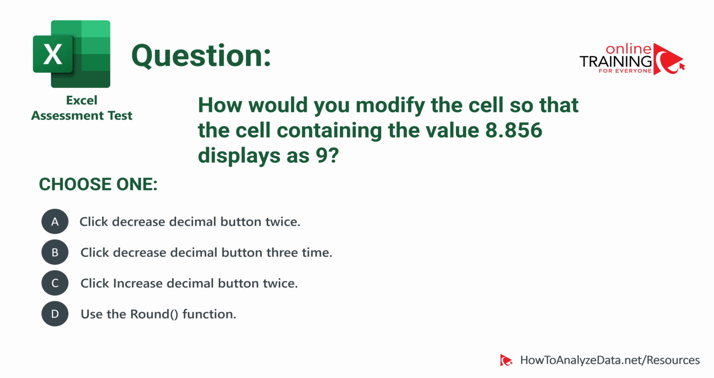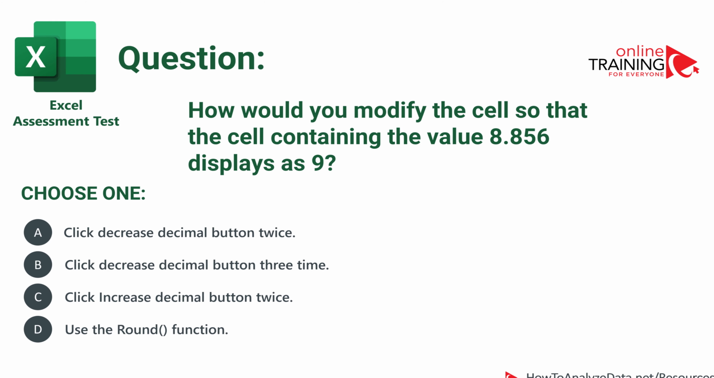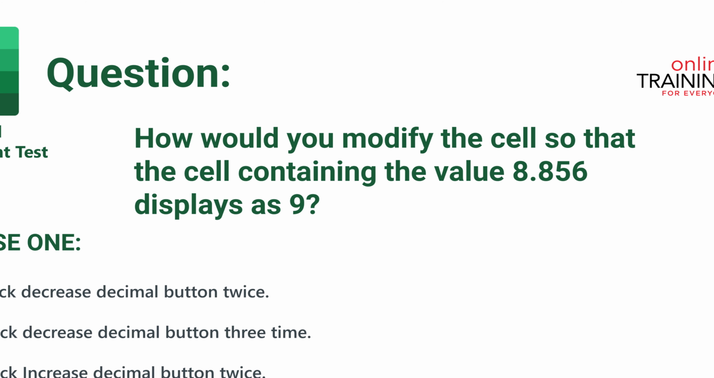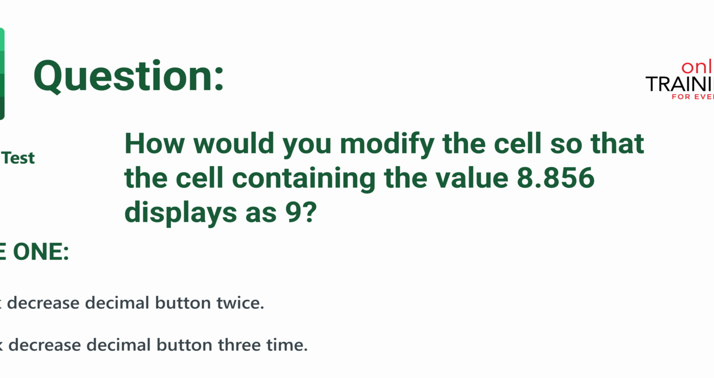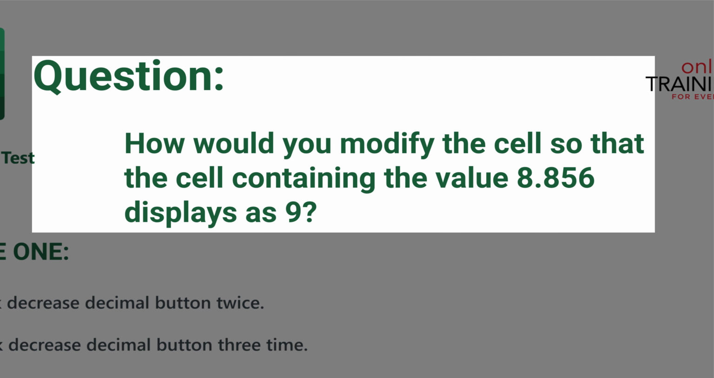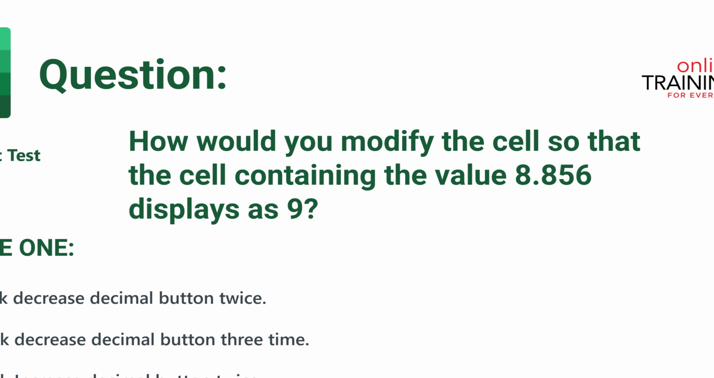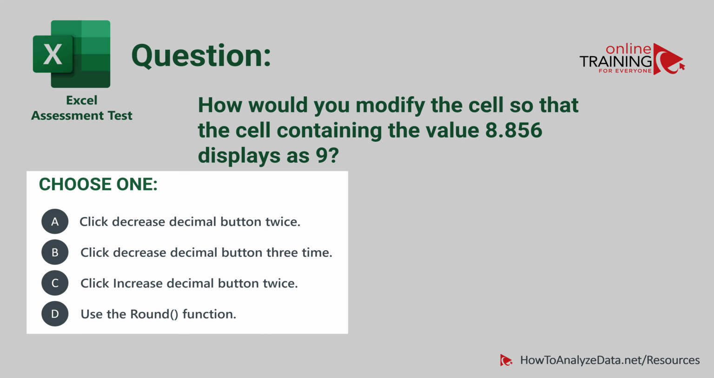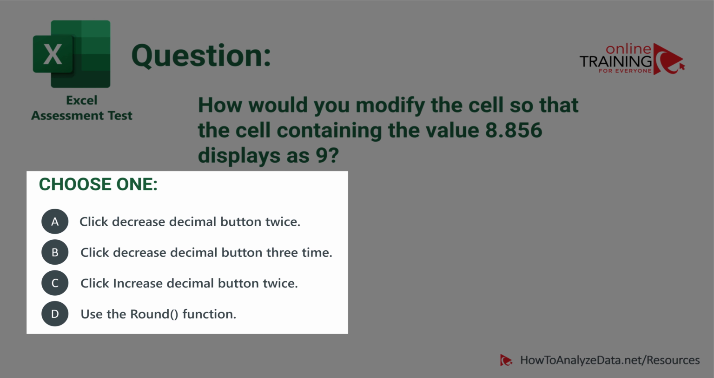Now let's look at the Excel test question that is frequently used at LinkedIn or Indeed.com or other types of tests, and tests your knowledge of number formatting. How would you modify the cell so that the cell containing the value 8.856 displays as 9? And you have 4 choices. Click decrease decimal button twice, click decrease decimal button 3 times, click increase decimal button twice, and use round function. Which one do you think is the right choice?